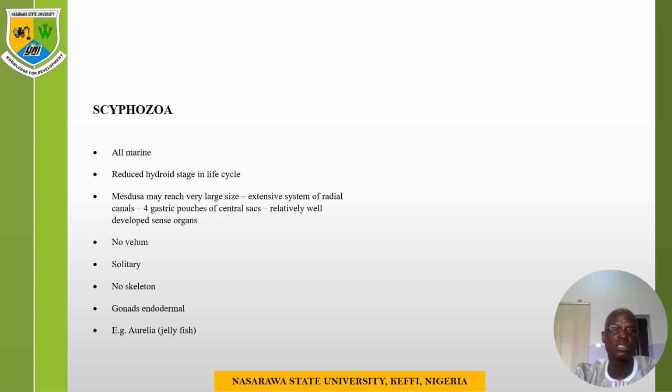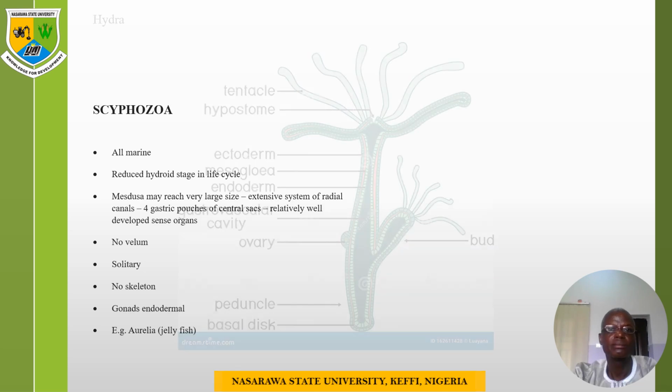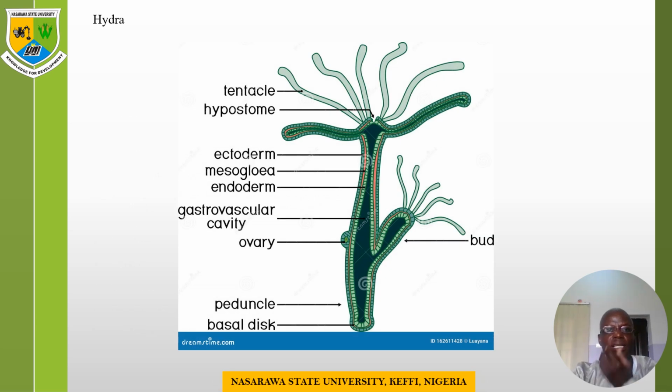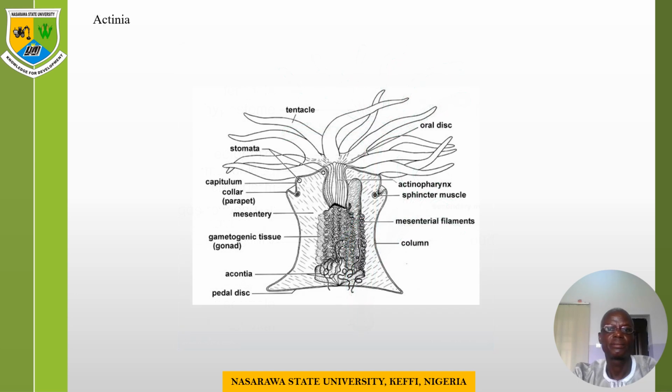An example of this group of animals is Aurelia, that is the jellyfish. This is an example of a hydroid with the various parts named for your understanding. We also have the Actinia with the various parts named for your understanding.